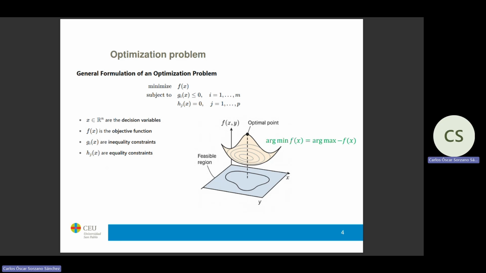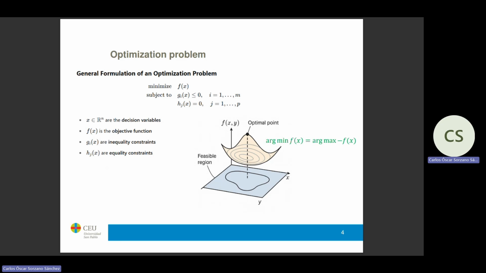In this example, I took the figure from somebody else. So y here is not the output. The output would be f of x and y. So x and y both are inputs. So what is the region in the input space that satisfies the constraints? That is the feasible region. And then within this feasible region, you evaluate the function for all points, and then you decide which one is the maximum, the minimum.